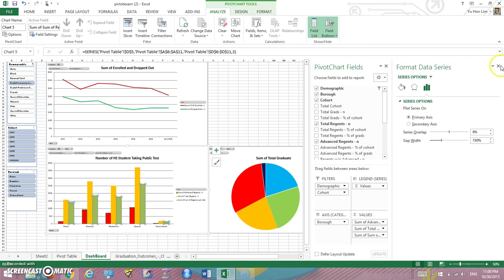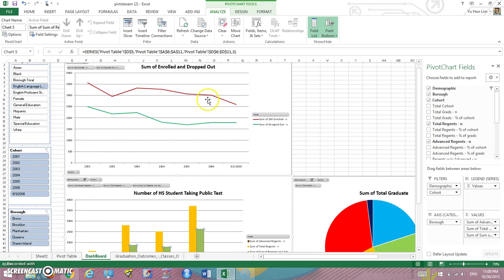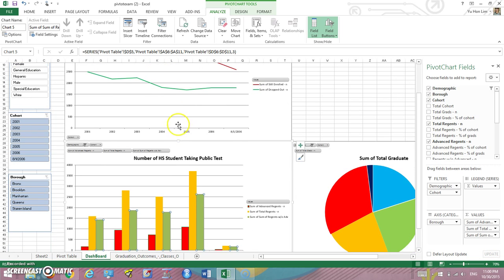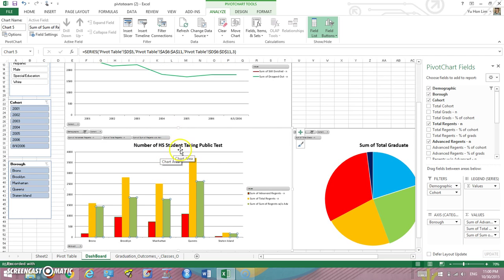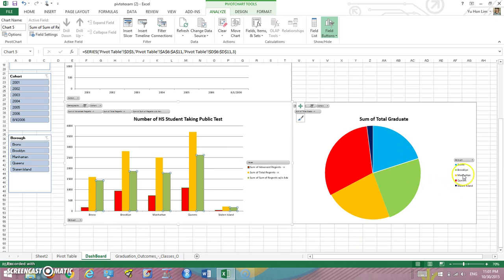Okay, let's talk about the dashboard. First of all, I have three charts. The first chart is the sum of enroll and dropout. The second chart is the number of high school students taking the Regents test. And the last chart is the sum of the total graduation across all five boroughs.